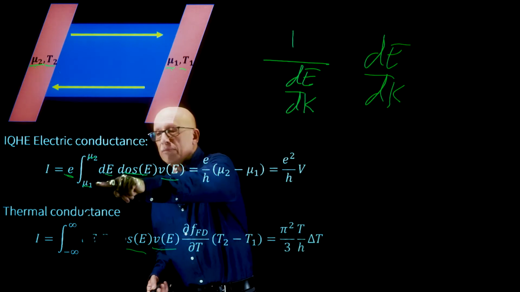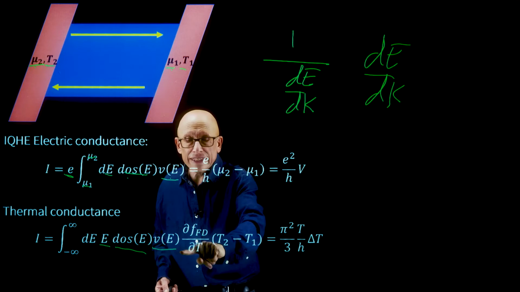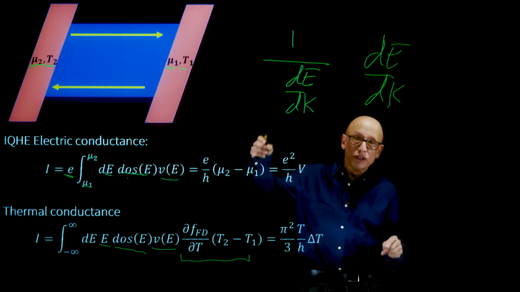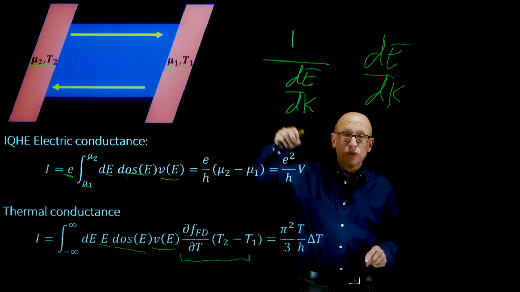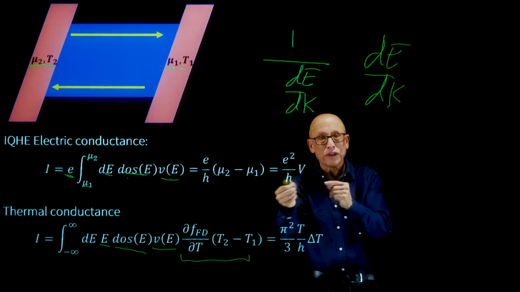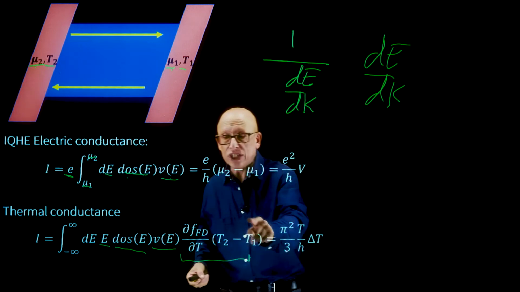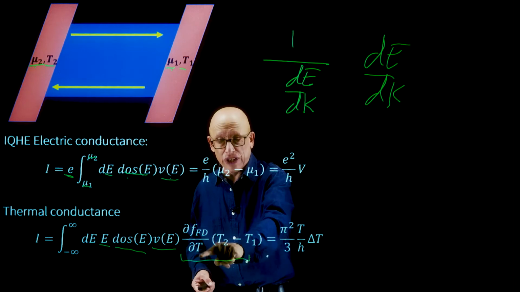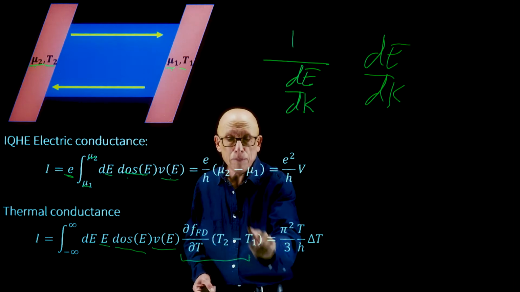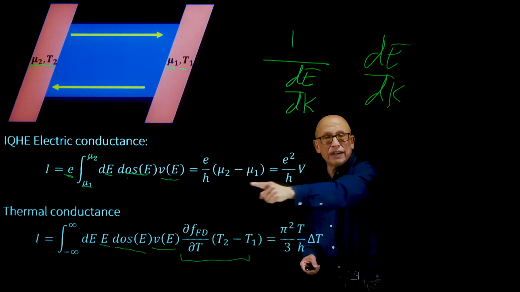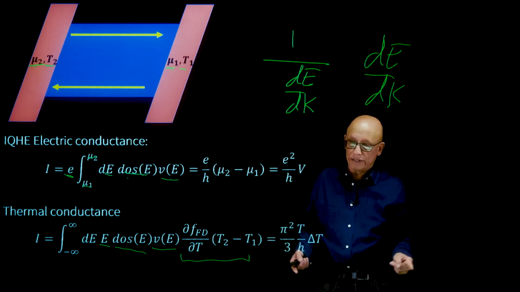Now, what replaces the mu1 and mu2 is the difference between the Fermi functions that correspond to temperature T1 and to temperature T2. And if T1 and T2 are very close to one another, we can just expand the Fermi function and write the derivative of the Fermi function with respect to temperature multiplied by the temperature difference. Now you carry out this integral, and what do you get?